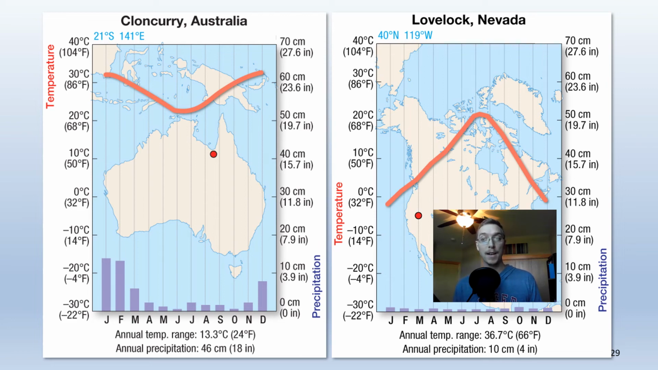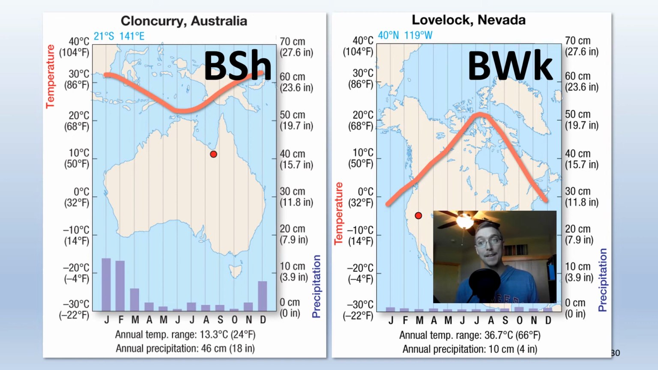So don't forget to use your figure 1 from the Köppen handout and pay attention to the hemispheres. For Cloncurry, we are in the southern hemisphere, so obviously winter in the northern hemisphere is summertime in the southern hemisphere. So go ahead and pause now and work through these.